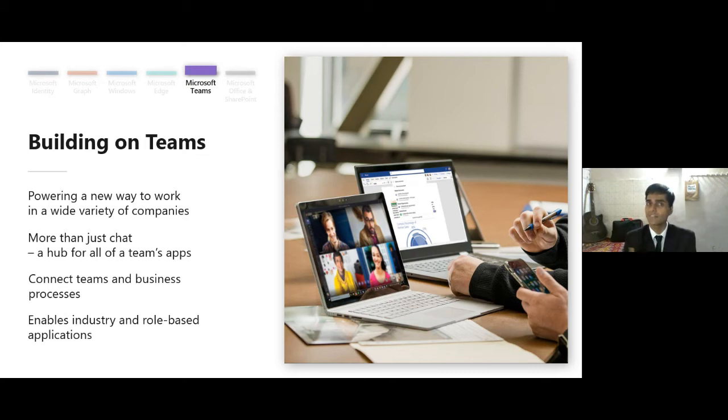And we can connect with a lot of people all around the world in different time zones at the same time. So that's how Teams is helping industries and businesses to grow, and individuals are very much benefiting through Microsoft Teams.